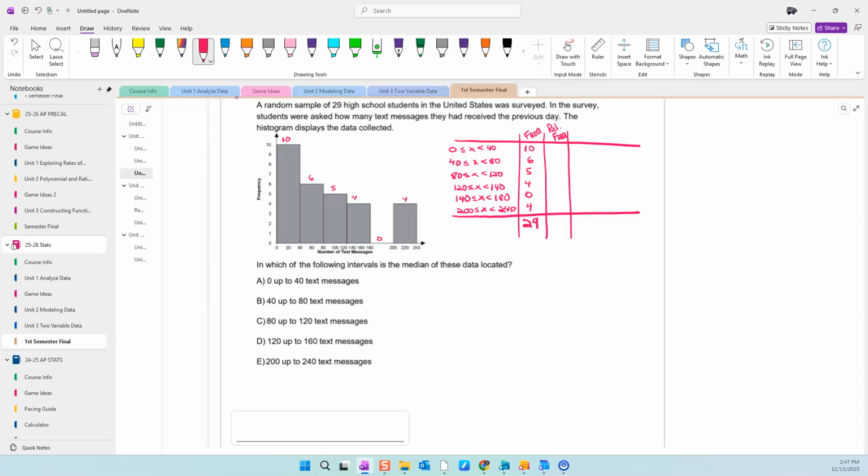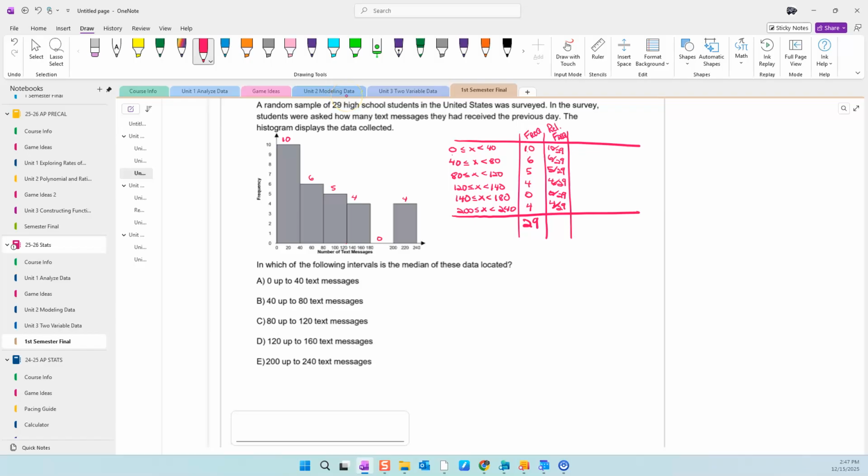So this would be 10 out of 29. Okay, this would be 6 out of 29, and so on. 5 out of 29. Okay, 0 out of 29, and 4 out of 29. So that's what the percentages are of each one of these bars.